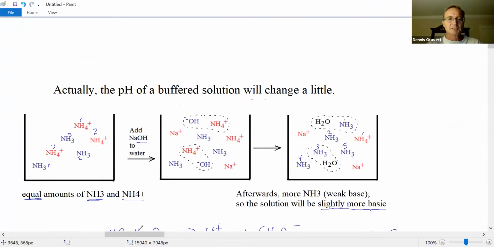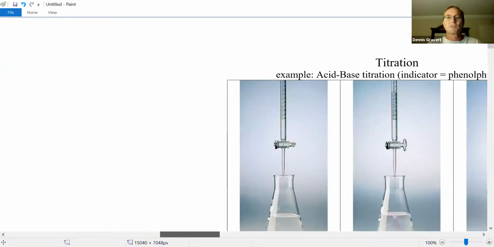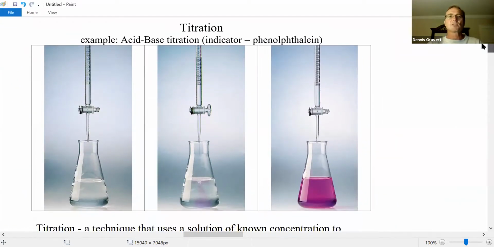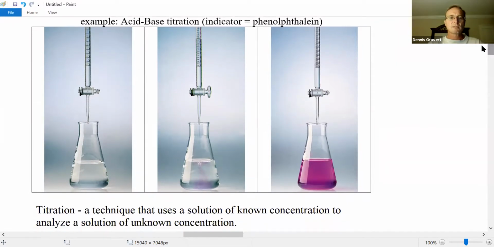Okay, enough about the buffers. Last concept for this, which is kind of related, it's a technique called titration. Okay, scroll up there. Yeah, there we go. Okay, so titration, we got some fancy glassware here. So not all titrations are done this way, but in a chemistry lab, this is typically how we do it. An industrial lab would do it the same way. There are some medical labs that will do a titration this way.